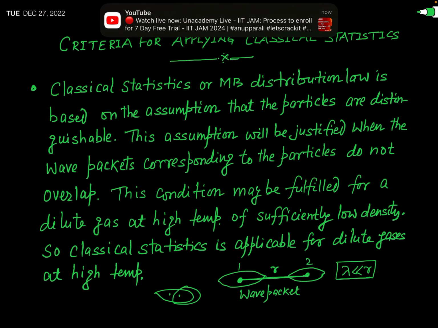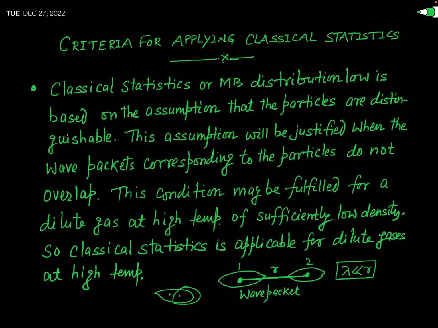The two particles will behave like a single particle. So this is the basic criteria. For this, the de Broglie wavelength associated with the particle must be much smaller than the interparticle separation. As I have told you, the best candidate for such a situation is a dilute gas at high temperature, because at high temperature the interatomic separation will be very large and the density should be very small. So it is a dilute gas.